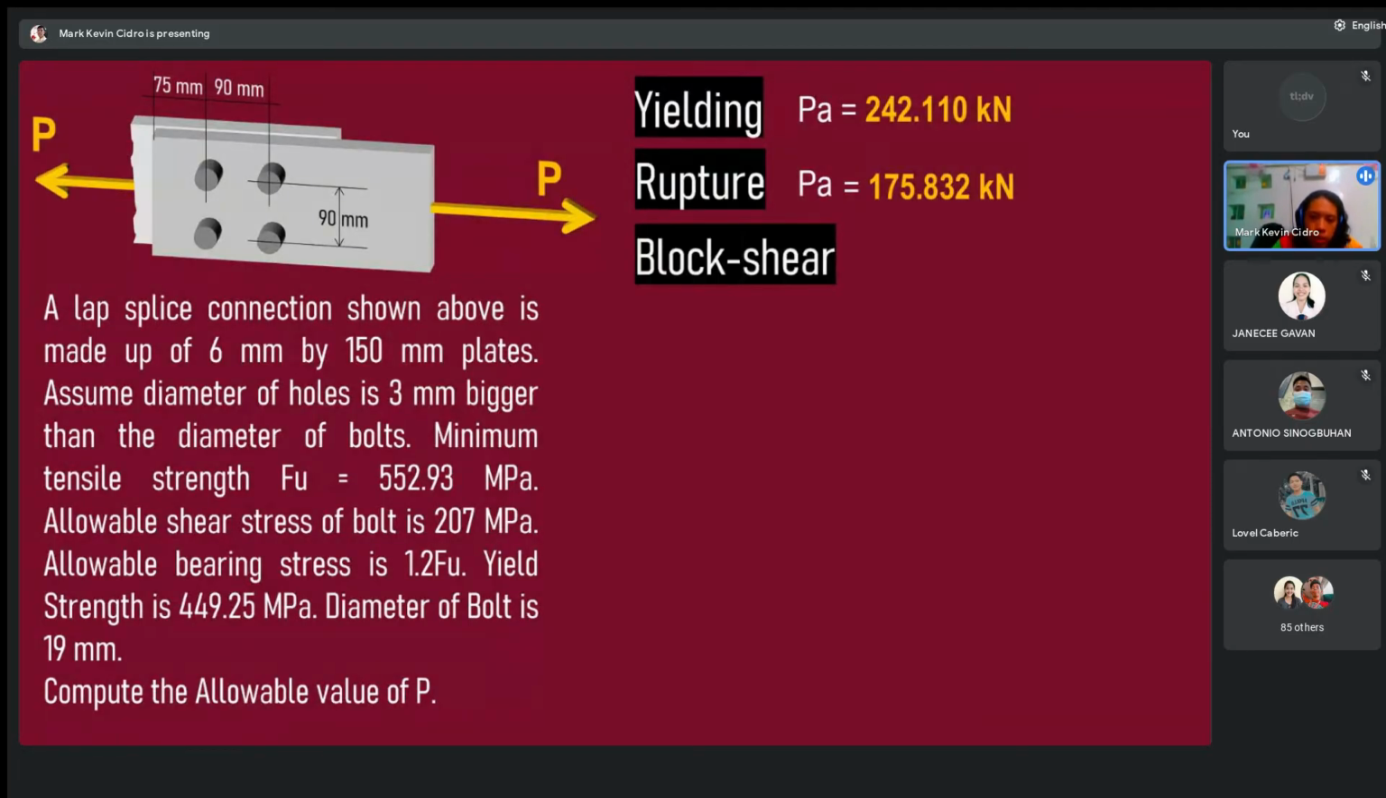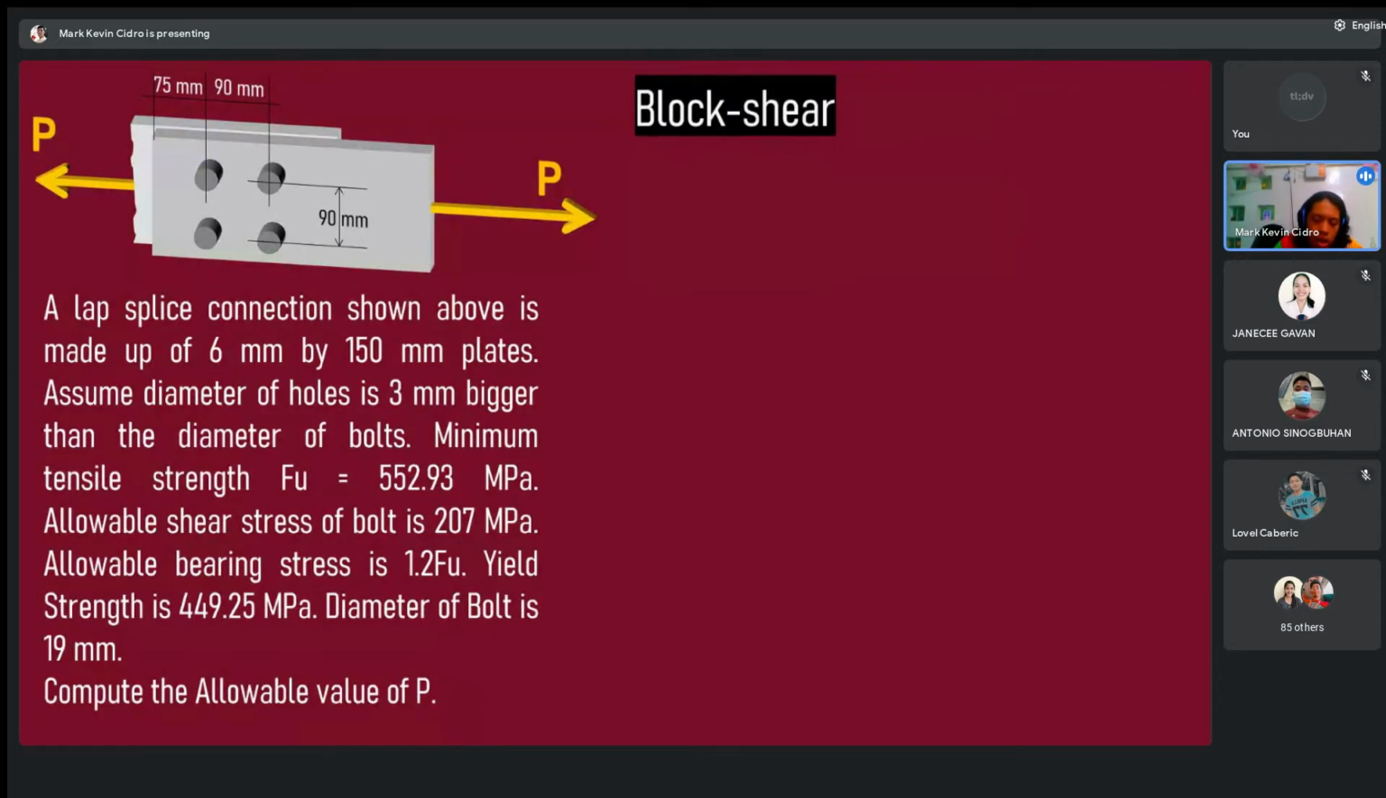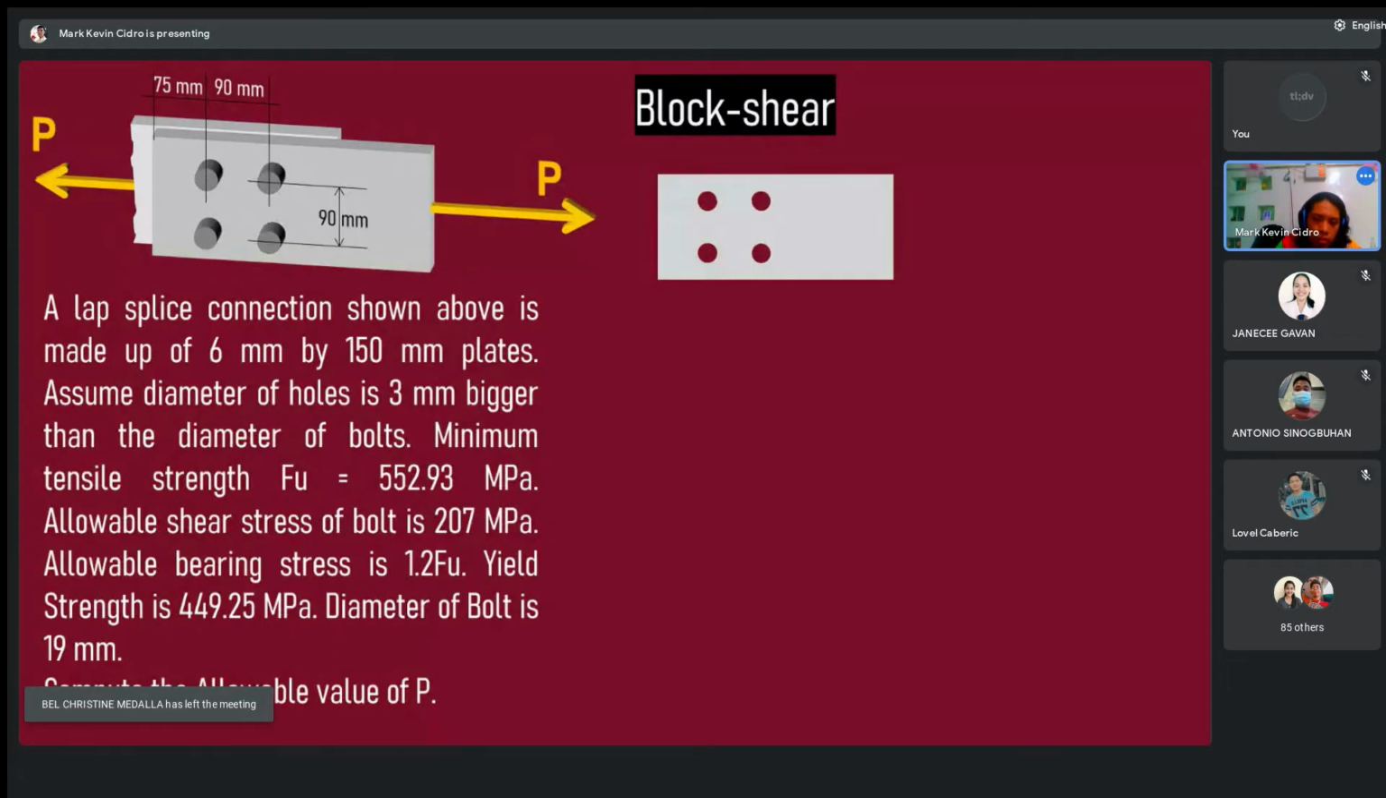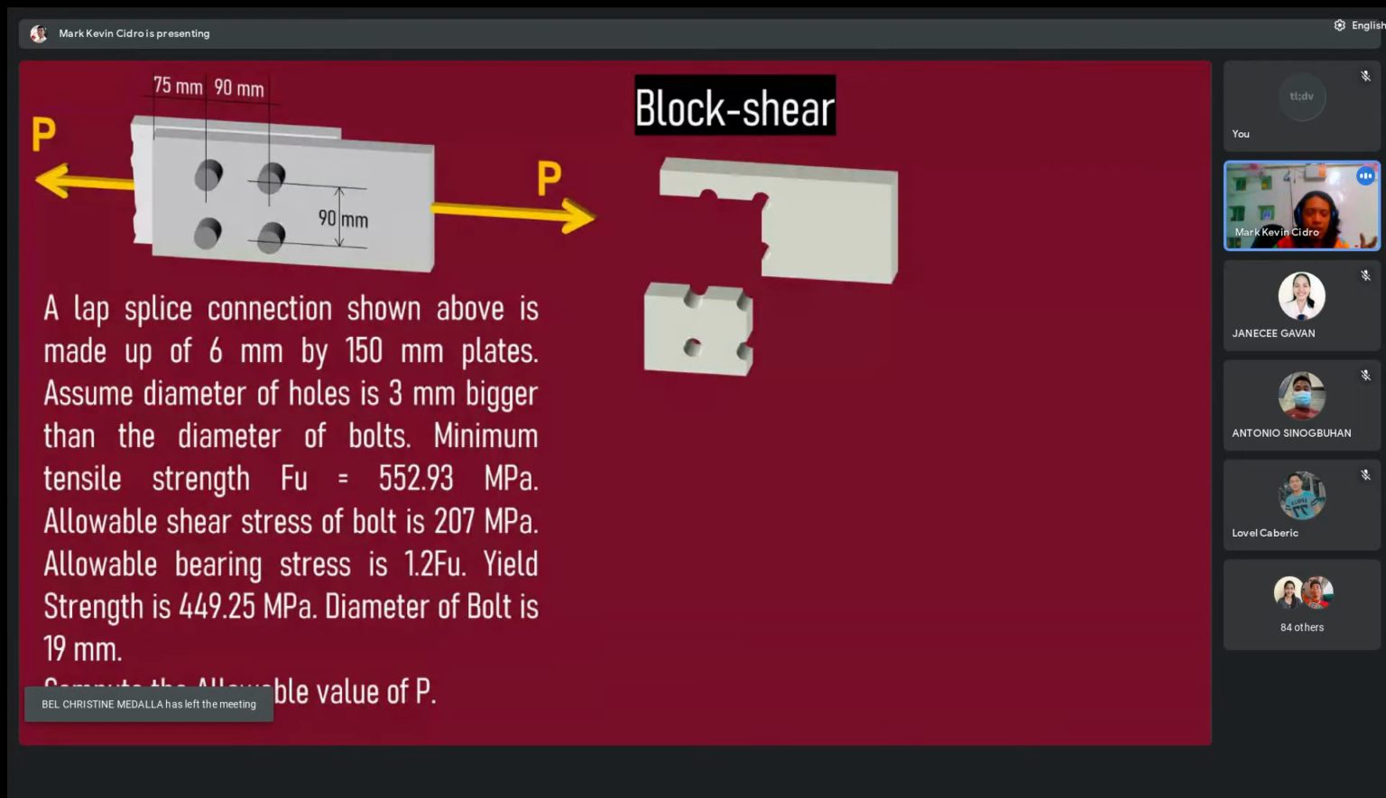Okay. Next, we have here the block shear. What is block shear? Okay, there are different ways. Block shear is a bit tricky. There are many paths by which a member can fail in terms of block shear. Let's explain. First, this one. Can you see it? Let me explain the block shear.